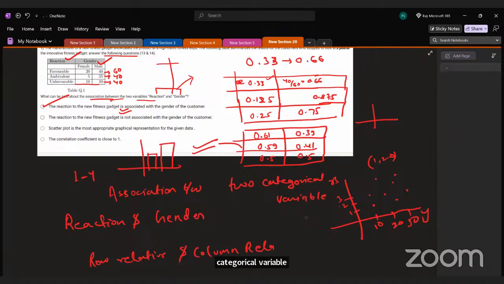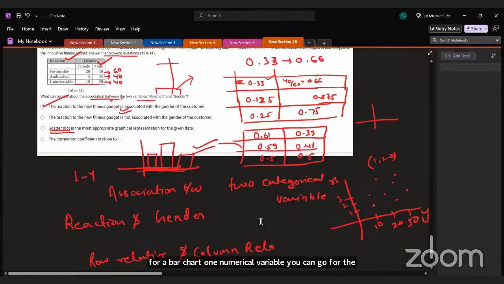Sir, if a 100% stacked bar chart was in the options, then it would have been correct, no? Yeah, it would have been correct. Bar chart can be correct, or 100% stacked bar chart can be correct. For categorical variables, you can go for a bar chart. For numerical variables, you can go for the scatter plot.